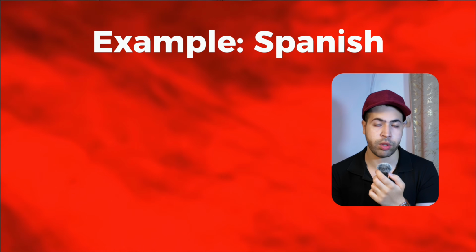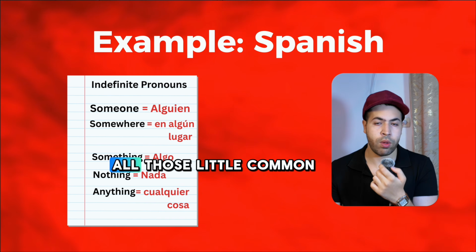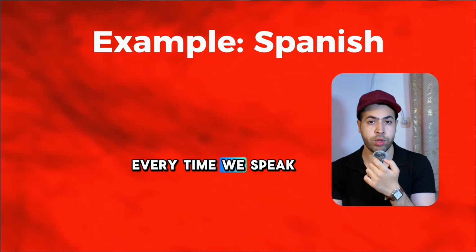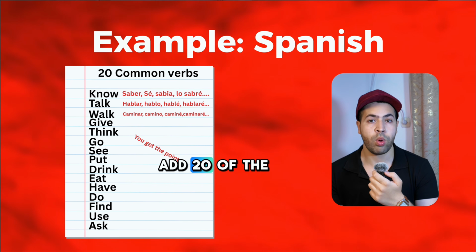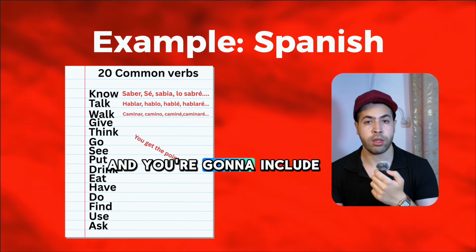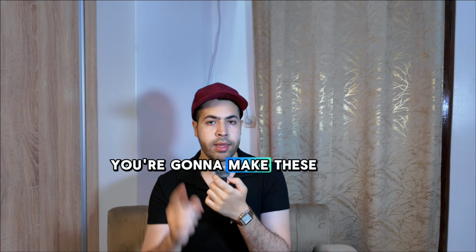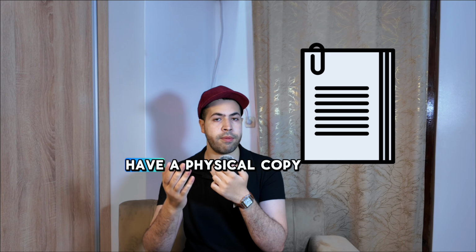So in your target language, you're going to grab a list of the building blocks of language. It could be WH questions, that's what, who, where, or indefinite pronouns. Someone, somewhere, sometime, anything, all those little common words that we use every time we speak. The purpose is to help you get your point across with as few words as possible and as fast as possible. And lastly, you're going to add 20 of the most common verbs. For example, think, talk, walk, drink, and you're going to include present, future, and past conjugations. Just keep it simple. But anyway, you're going to make these lists and you're going to print them or write them by hand if you're unemployed, but it's very important to have a physical copy.